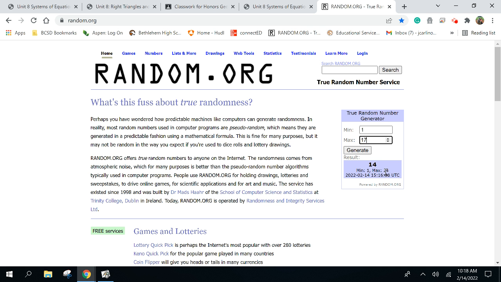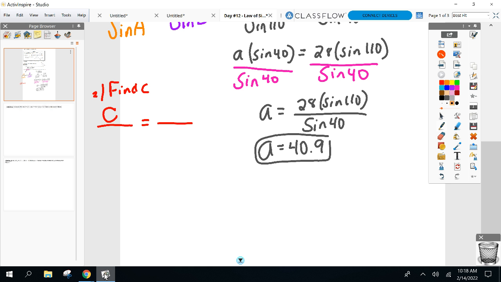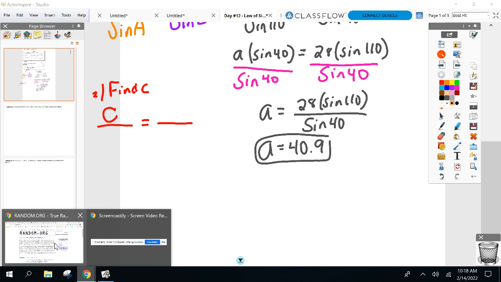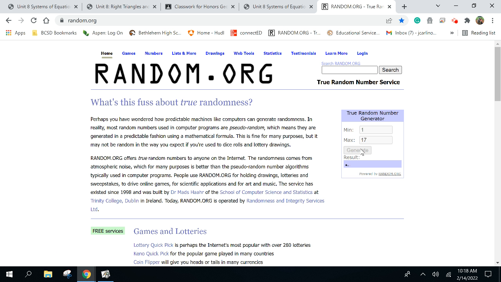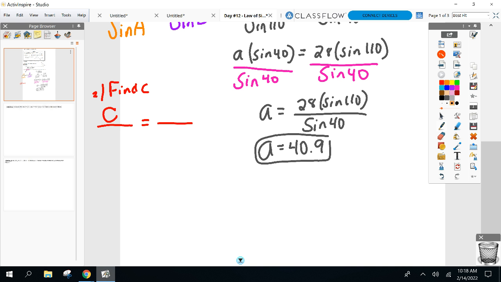All right, now this is going to be going smoother now. Okay, C over what? What's the angle across from angle C here? Boom, here we go. Let's roll. 14, now we do. Angle 30. Sine of 30.